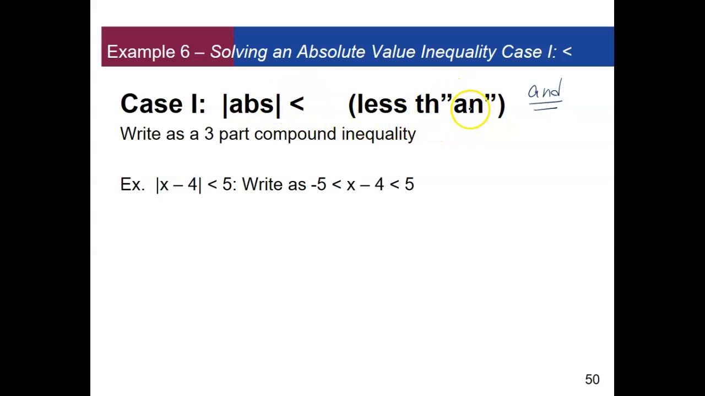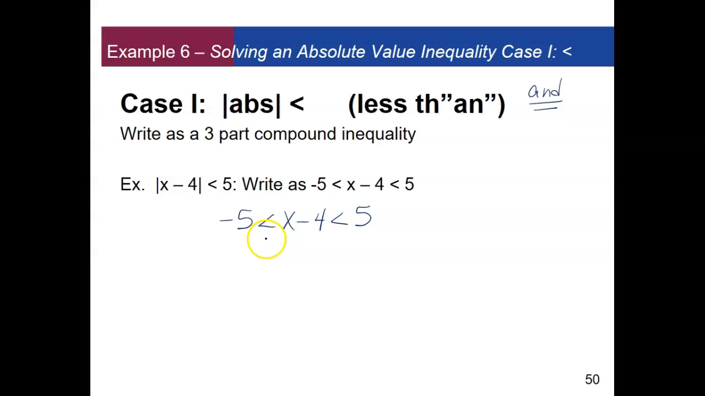And one way to remember that is you've got the less than sign. So than is going to, like, and here. So you're going to make those into a compound inequality because it's saying that it's two things combined together. The way that we write it as a compound inequality is we take the part in the absolute value and put it in the middle. And we're going to put less than signs around it. And then we're going to take the 5, and we're going to put the negative 5 over here.